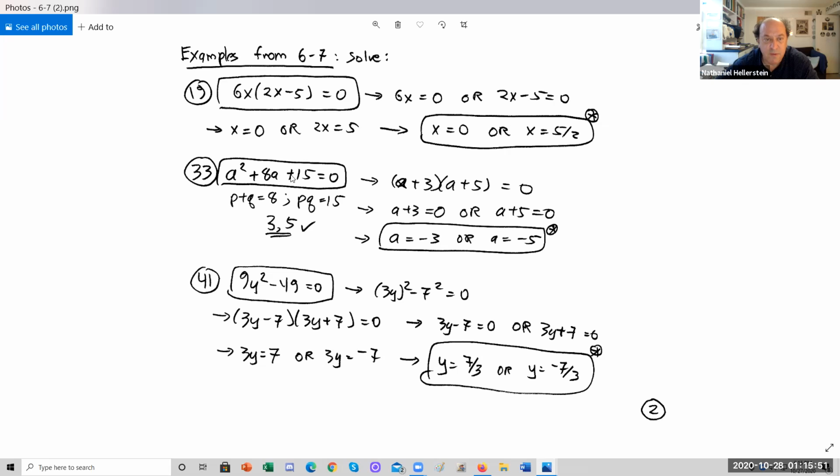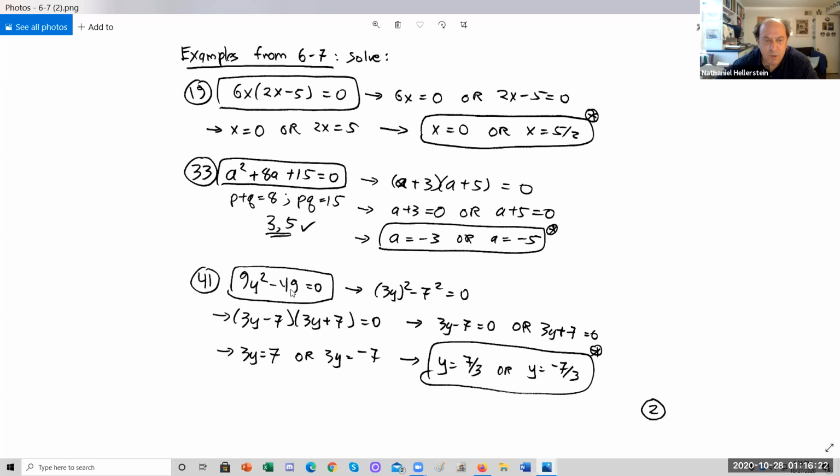Now here we just start factoring a proper quadratic. a squared plus 8a plus 15 is 0. To factor it, we need two numbers p and q whose sum is 8 and whose product is 15. Long story short, 3 and 5 do the job. Their sum is 8, their product is 15. So a plus 3 times a plus 5 is 0. Therefore, a plus 3 is 0, or a plus 5 is 0. Therefore, a is negative 3, or a is negative 5.